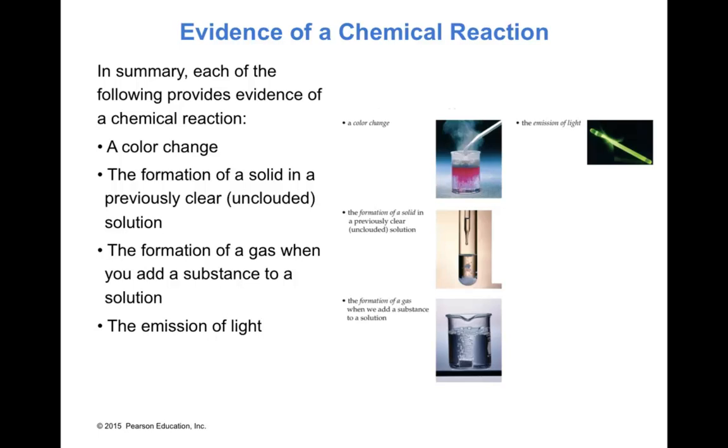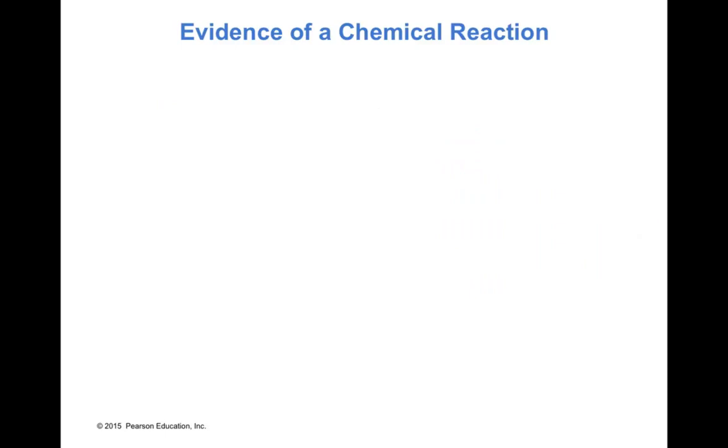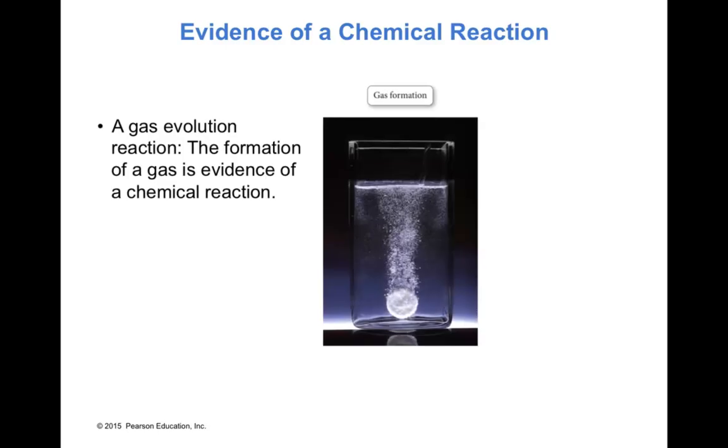The emission of light is another example of evidence for a chemical reaction. And the emission or absorption of heat also is evidence for a chemical reaction. A gas evolution reaction is the formation of a gas, which is evidence of a chemical reaction.